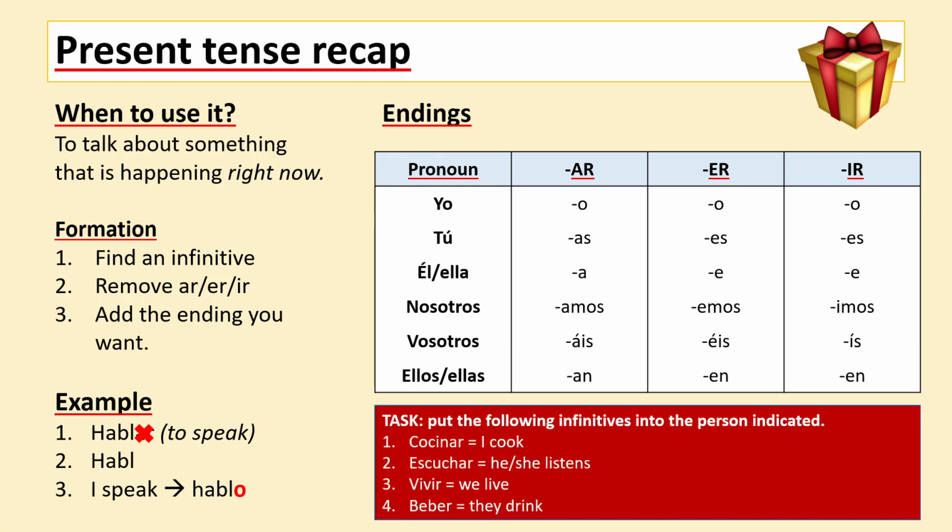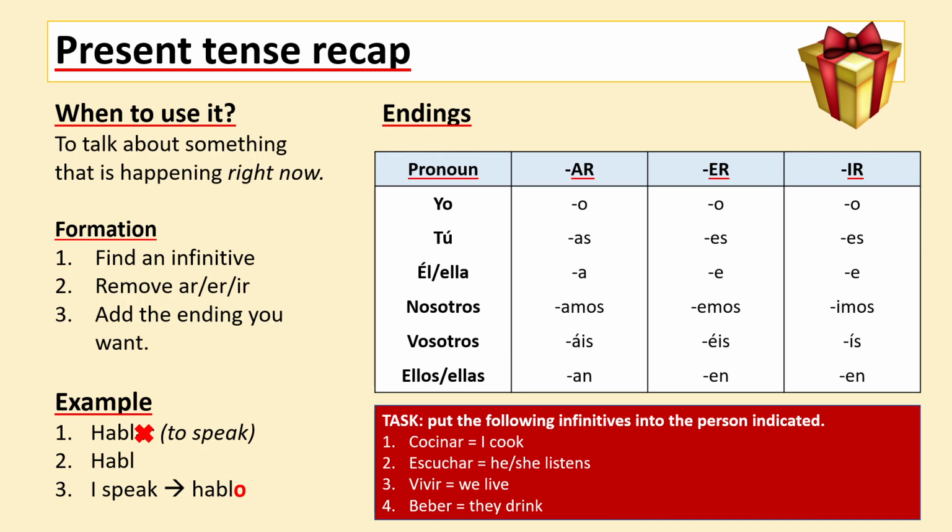See if you can do these 4 conjugations. That's what we mean when we say change the infinitive. So change it to the person indicator. So change cocinar to I cook, escuchar to he, she listens, vivir, we live, and beber to they drink. Give yourself a minute for each verb, 4 minutes.